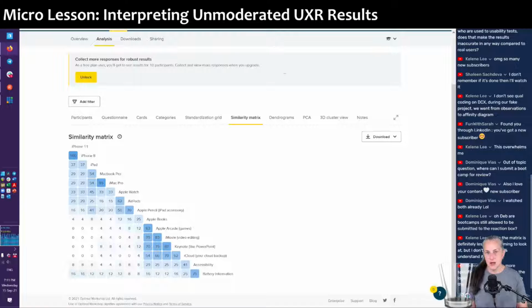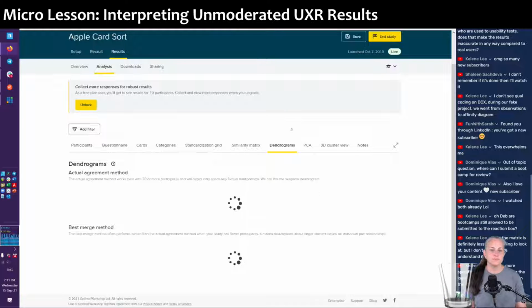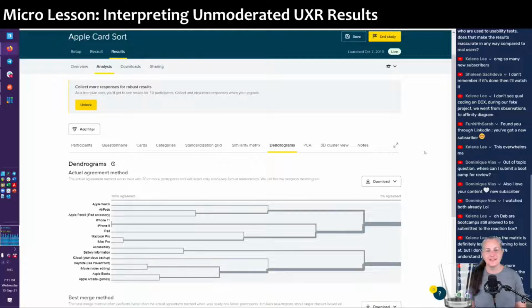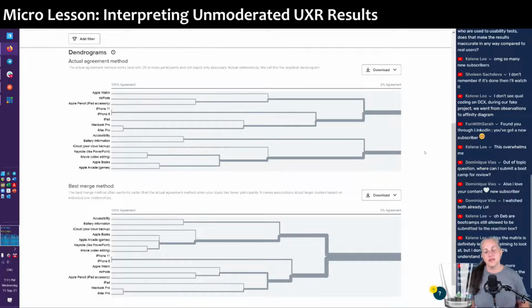But let's talk about some of the other things that Optimal Workshop shows in case these diagrams speak more to you. Now you've got the dendrograms, which was a word that Dr. Nick dropped in yesterday's office hours. These are dendrograms, and the idea here is that, again, Optimal Workshop is crunching some of this stuff for you. They're saying if you had 30 or more people, we'll show you the absolute factual relationships. If you didn't have up to 30 people, our system is going to actually make some assumptions for you. So again, it's up to you which of these you put more weight in.